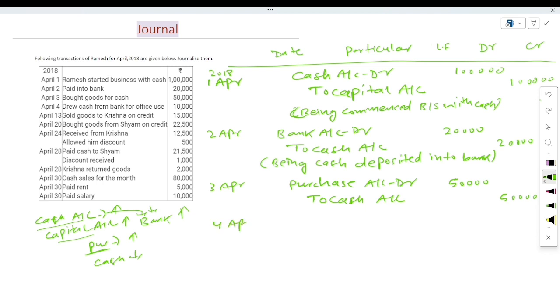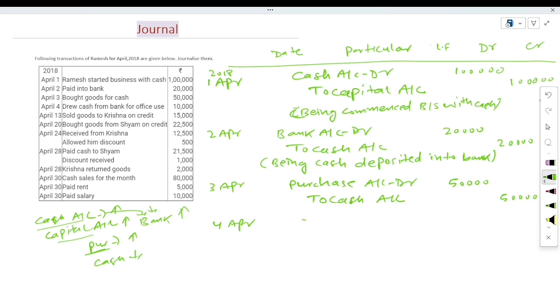Next transaction is happening on 4th April. So see here, drew cash from bank for office use. How much? Rupees 10,000. He is withdrawing cash not for personal use. He is withdrawing cash for office use. It means here the bank balance will decrease and cash balance will increase.